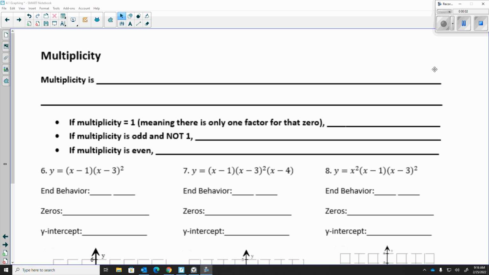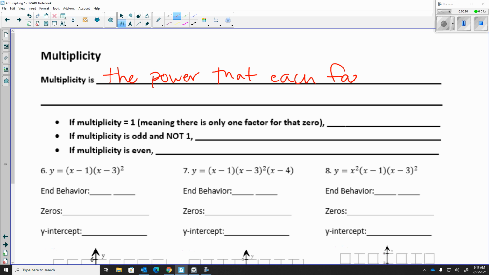Okay, so multiplicity is the last thing I got to show you with these graphs. I'm just going to tell you what it is, and then I'll show you how it works. So multiplicity, here's how we're going to think about it. Multiplicity is the power that each factor is raised to.